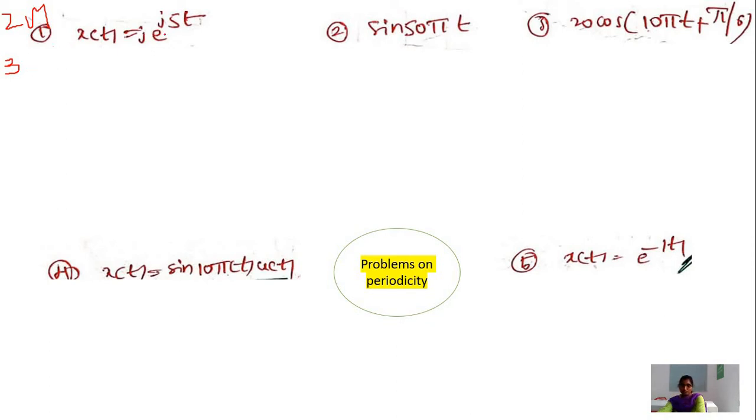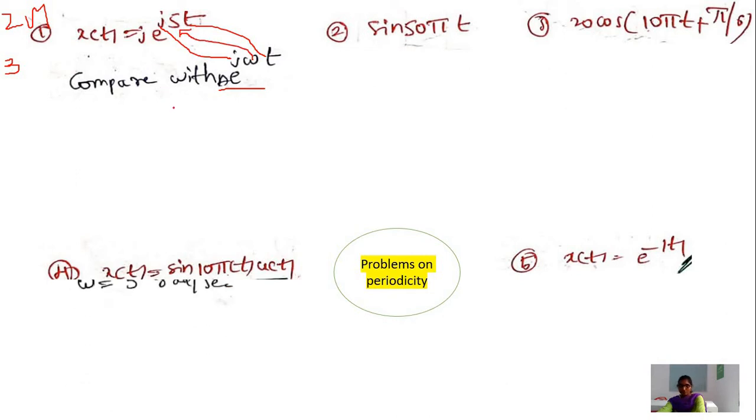First one comes under complex exponential. That is why compare with the standard equation, complex exponential standard, a into e power j omega t. Here a is the amplitude, and simply compare. At the place of j is a, at the place of t is a. But at the place of omega, what is the value? 5. Because here I want only the angular frequency, omega 5 radians per second.